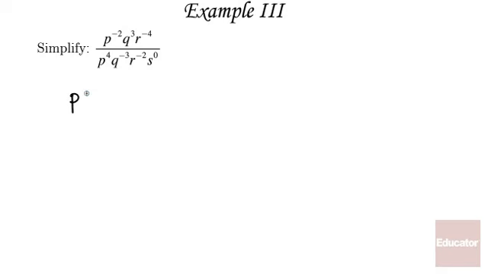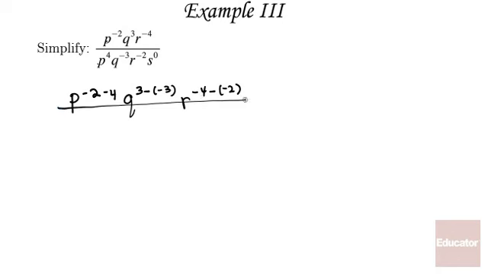So this is p to the negative 2 minus 4. Okay, so I divided these. Next I'm going to divide the q's. That's q to the 3rd minus negative 3. Now r's, I have negative 4 minus negative 2. And in the bottom, I have s to the 0, which we'll talk about in just a second. So I'm going to proceed and do my subtraction.